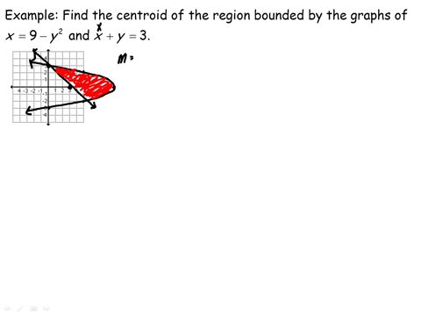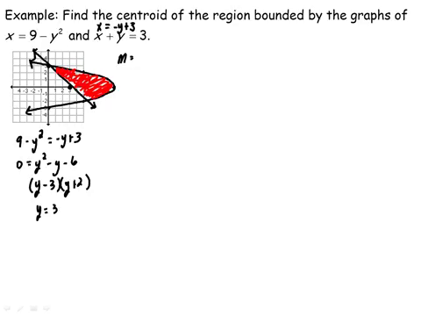This is going to be what? X is equal to negative y plus 3, right? Now you have x equals and x equals. So you can set the x's equal to each other. So now what you have is 9 minus y squared is equal to negative y plus 3. Well, since it's a quadratic and I don't like dealing with a negative y, I'm going to move everything from the left over to the right. So we're going to have 0 is equal to y squared minus y, what, minus 6. And then, of course, factor it. So we'll have y minus 3, y plus 2. And so you get y is equal to 3 and y is equal to negative 2. There's your boundaries.